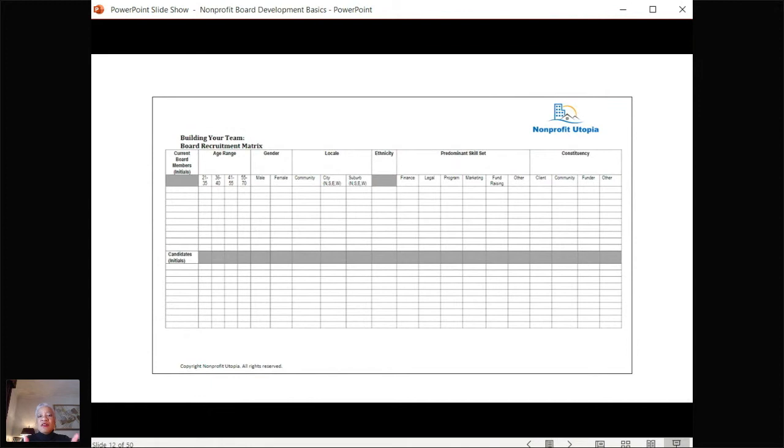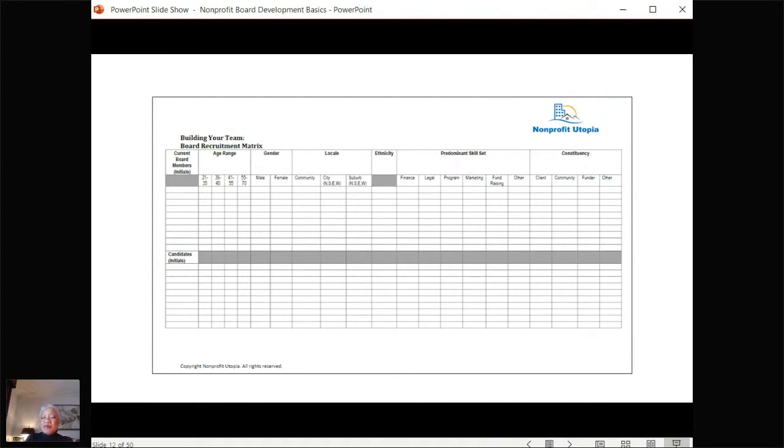So you list that for your candidates. So you do it for your current board members first because you want to identify gaps, right? You want to identify areas where you might have too much of something. If you have predominantly older people on your board and you want to attract young people, you might want to use this to identify and actually demonstrate in a board meeting that you might have too many people in a certain age range.